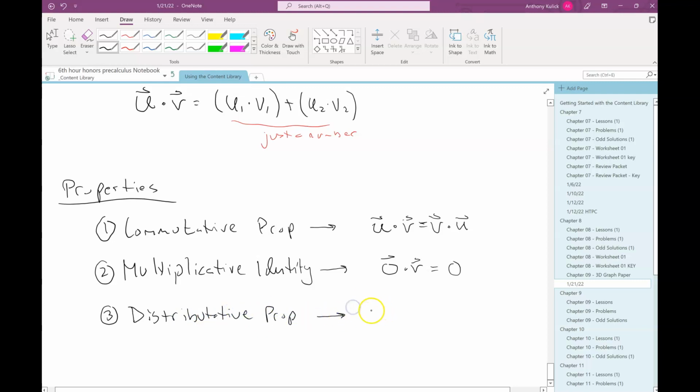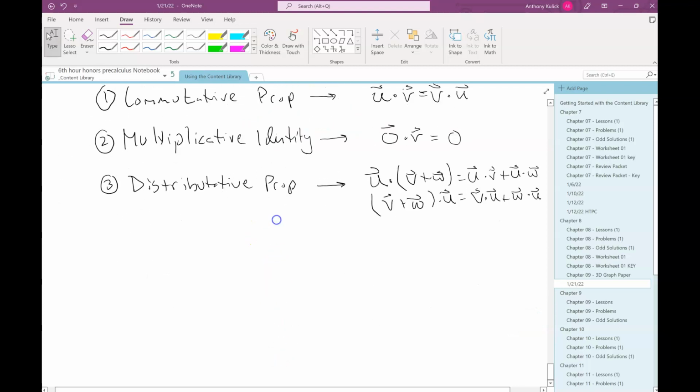The next is the distributive property. It says u dot the quantity v plus w is equal to u dot v plus u dot w. And the order that you do that, whether you're doing the dot product from the left or the right, doesn't matter. Scroll that up for you.